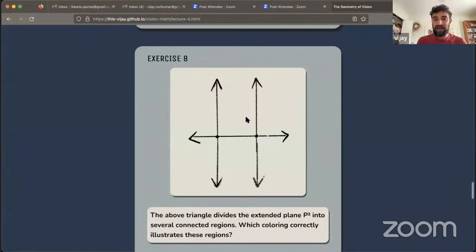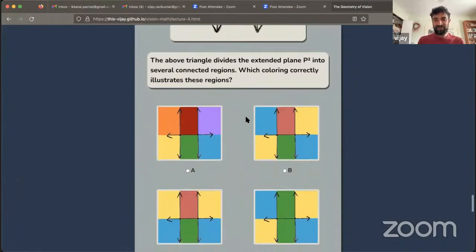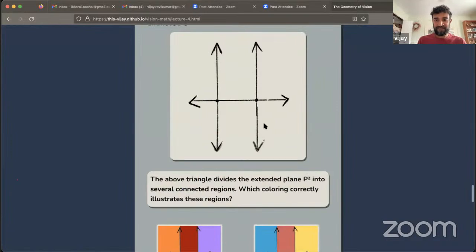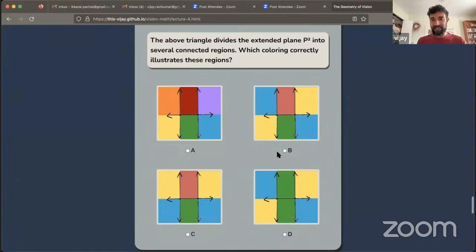So if this triangle is going to divide the plane into regions, the question is, how many regions does it divide it into? And if we color those regions, which coloring represents the configuration that we get? So does anyone want to try and answer that? Maybe anyone else besides Manmohan, anyone else who hasn't spoken, want to just take a guess at which of these is correct? In other words, this configuration of lines, this triangle, what regions does it divide the extended plane into? Anyone want to take a guess?